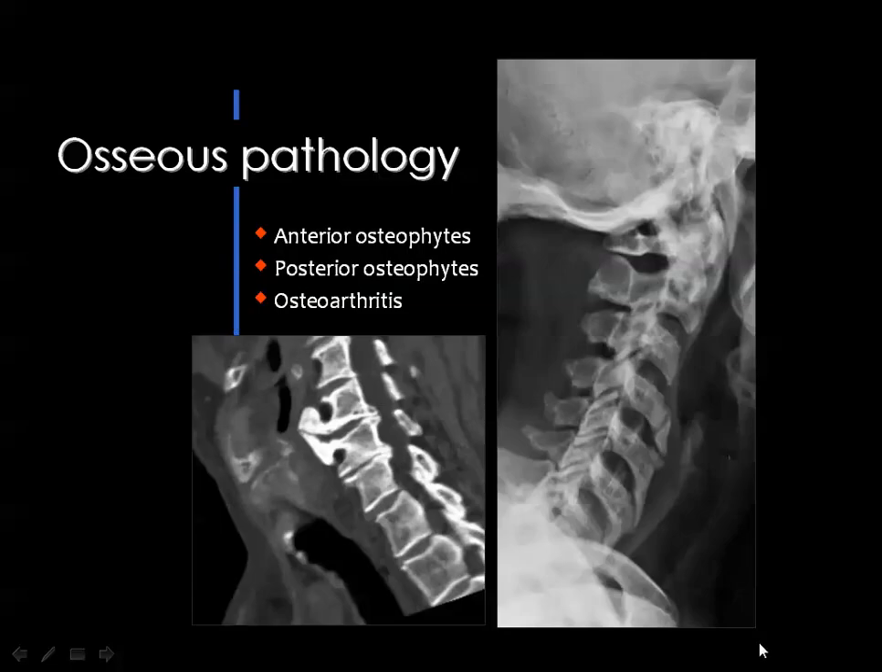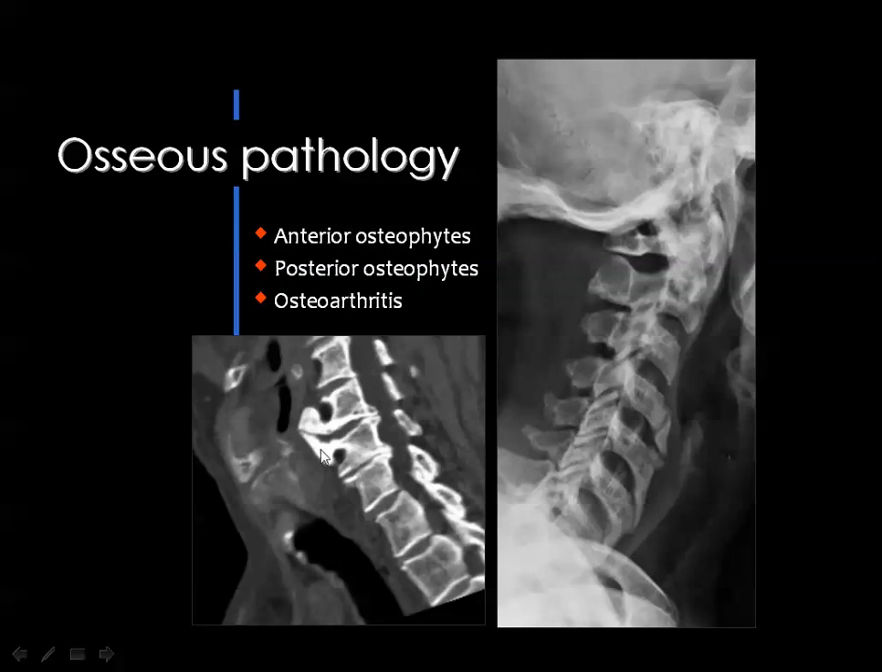Then we came to the osseous pathology, and we have three items also. You have anterior osteophytes, posterior osteophytes, and osteoarthritis of the joints in the spine, particularly the facet joints and the neurocentral joints. You know that anterior osteophytes are of little significance compared to the posterior osteophytes, which are encroaching directly on the spinal canal, maybe compressing the cord or the nerve roots or the theca.